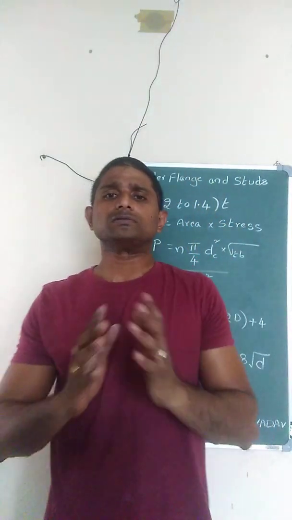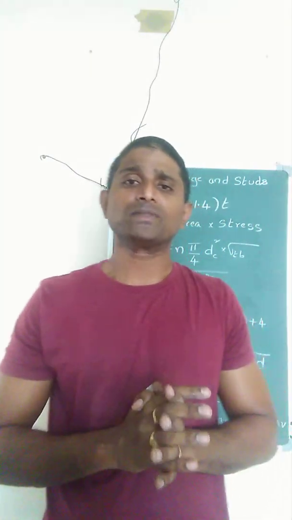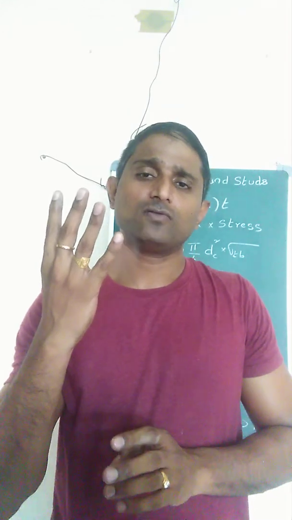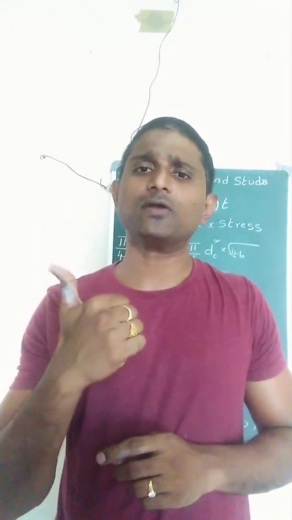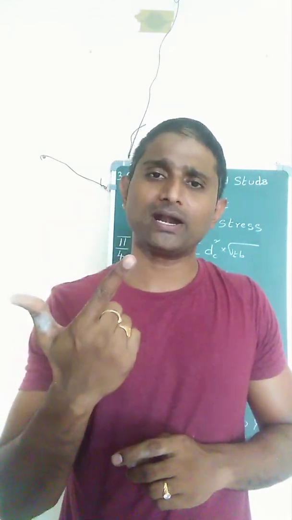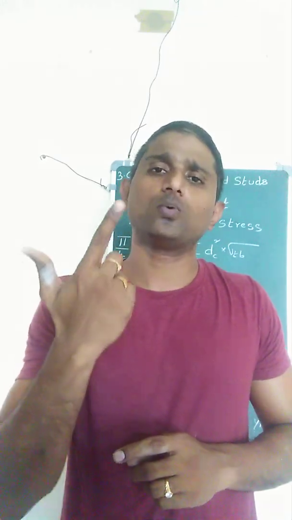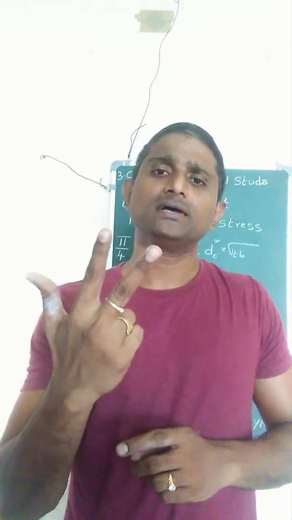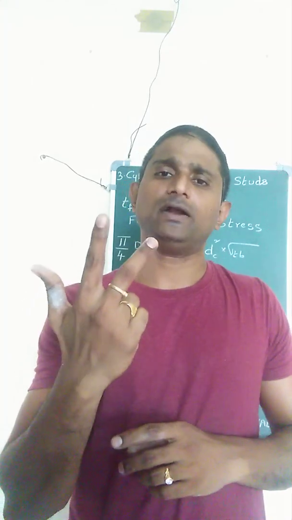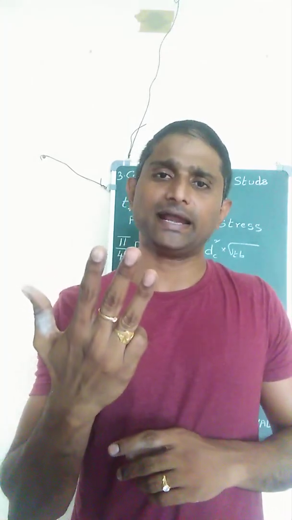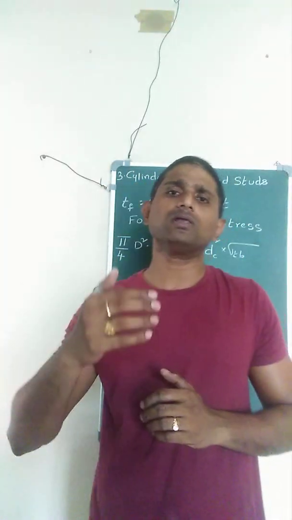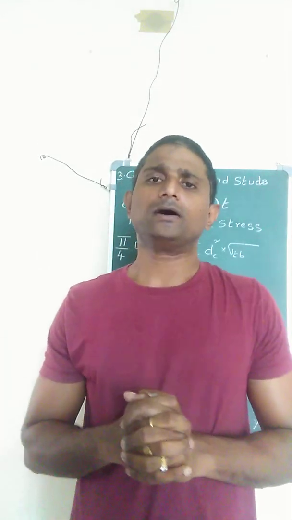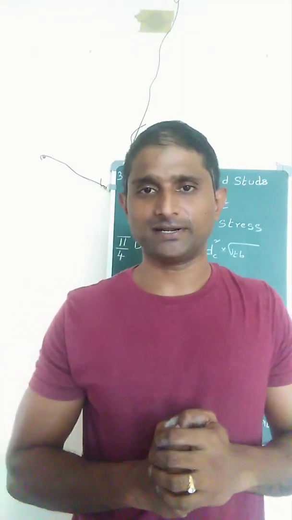So this is all about the design of cylinder. We have seen 4 points. First one is cylinder wall thickness. The next one is bore and length of the cylinder. Third one is cylinder flange and studs or bolts. And fourth one is the cylinder head. So these are all the values we have to determine as part of the design of cylinder.